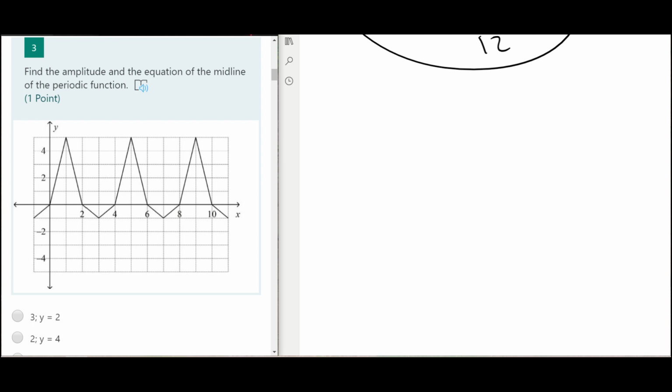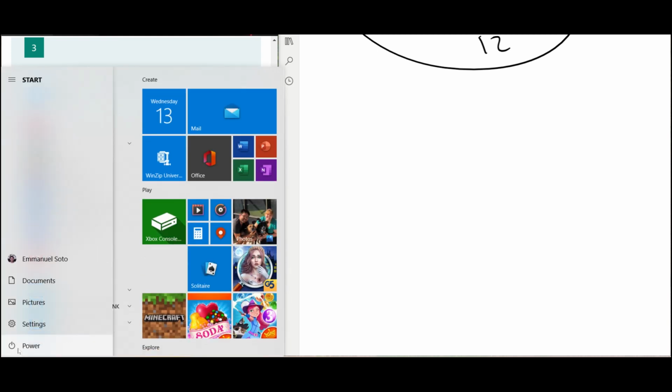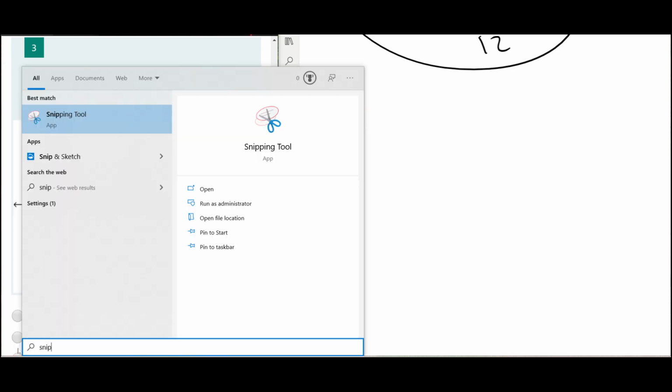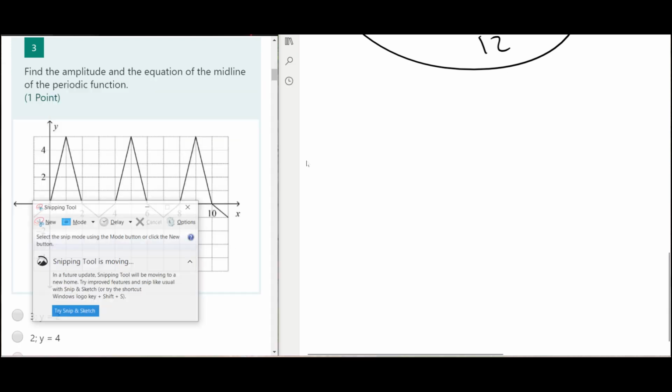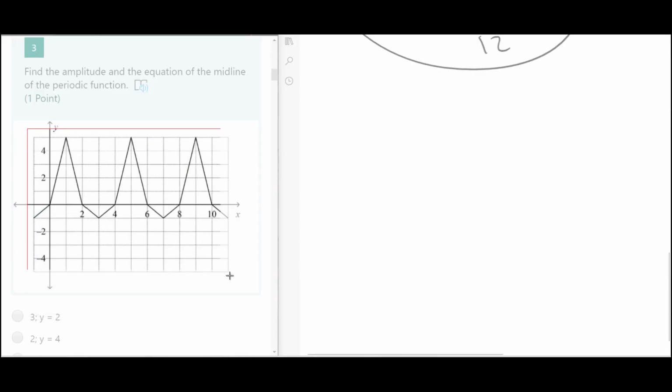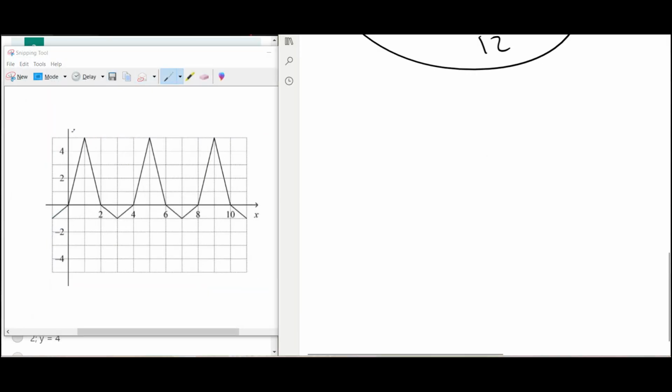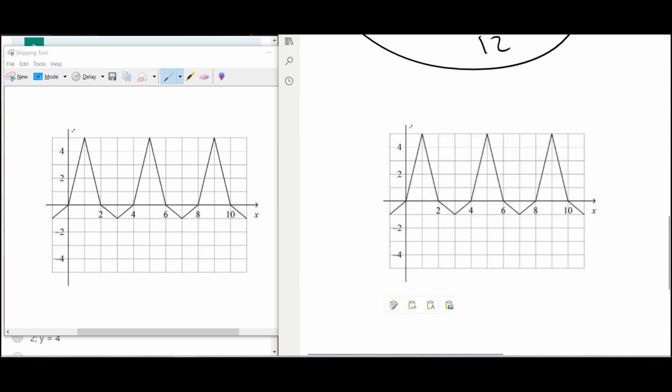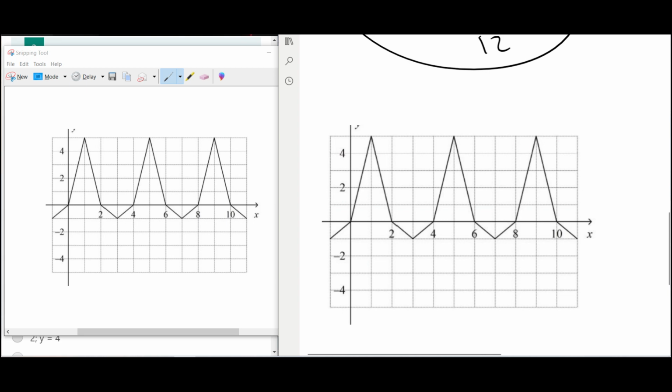Just like the heart has a certain rhythm to it, right? When it pulses, that's called your pulse rate. So in the same manner, it doesn't matter what the shape looks like. If it repeats, then it's periodic. So let's go ahead and find the amplitude and the equation of the midline. So I'm going to go ahead and copy and paste this graph so that we can actually draw on it.